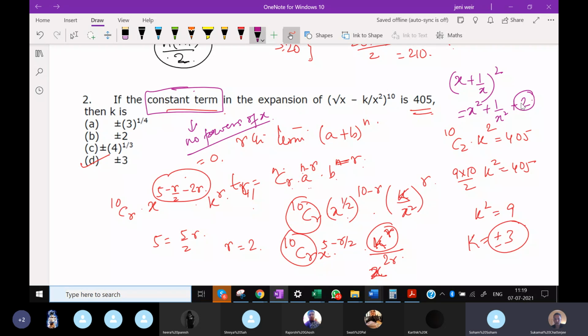Yes, sir. Sir, that means the coefficient one. Coefficient?